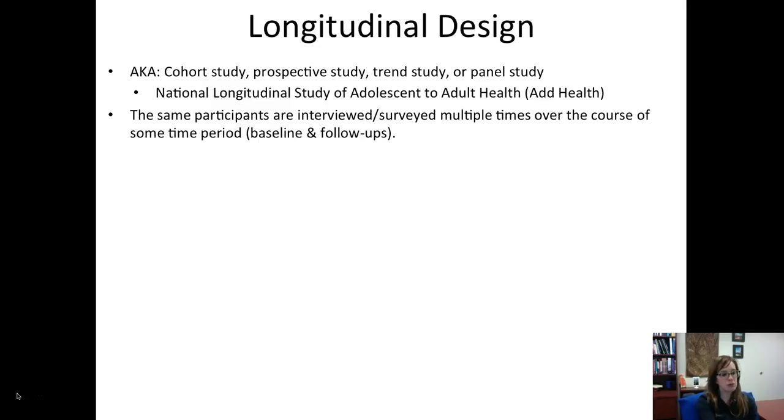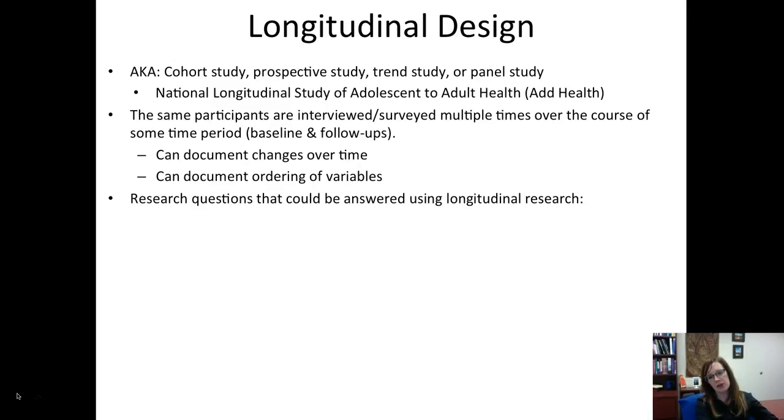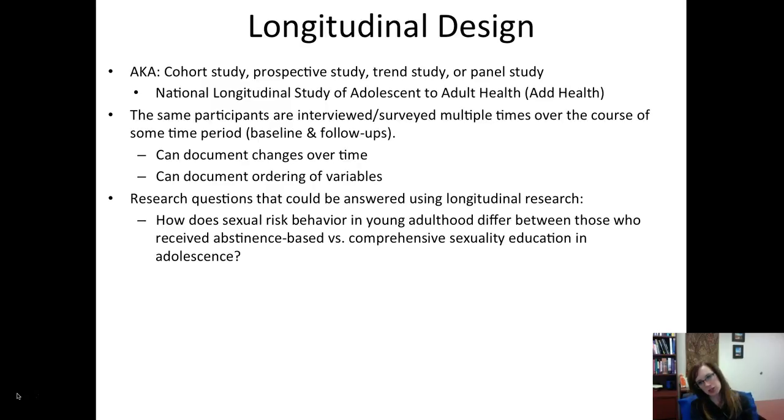And so we're able to look at the same people over the course of time, whereas in the last design that I described, we're looking at a snapshot of people over and over. So a snapshot in 2004, a snapshot in 2008, and they're not the same people. But in longitudinal studies, we follow those same people, and we can again document changes over time, and we can document the ordering of variables. So we can find out in a person's life or in people's lives which things come first.